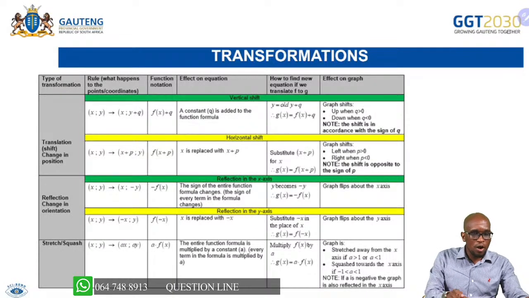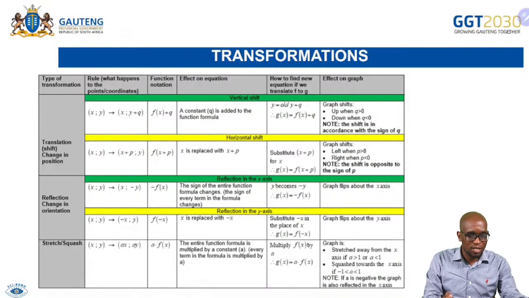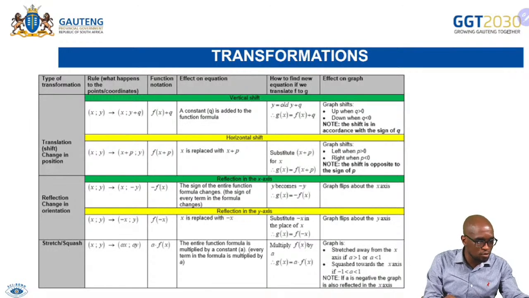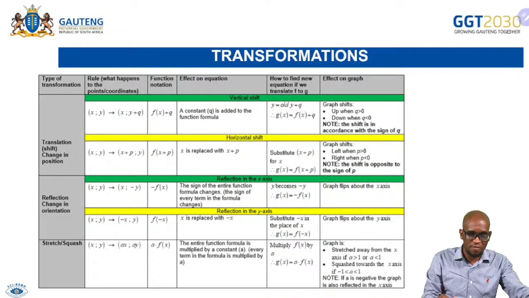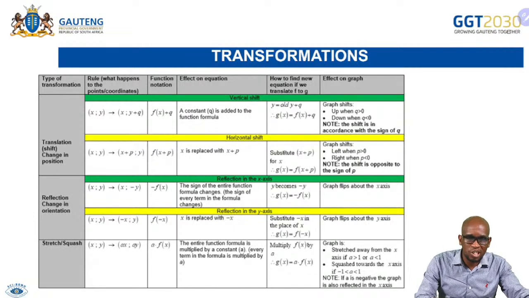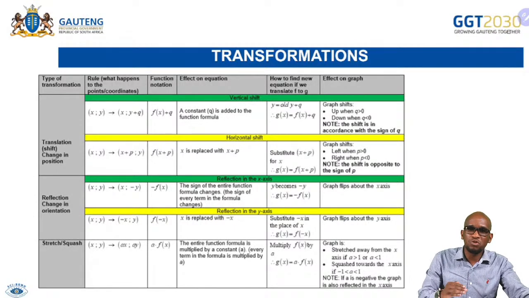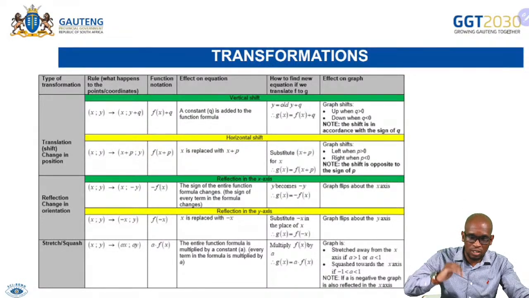Right. Now, grade 12s, we move away from lengths. We look at transformations now. With transformations, we're going to focus on three things: translation, reflection, as well as stretching or squashing the function, or multiplying a function by a constant factor of a. Now, with translation, what happens is that you are going to move a graph or a point upwards or downwards.